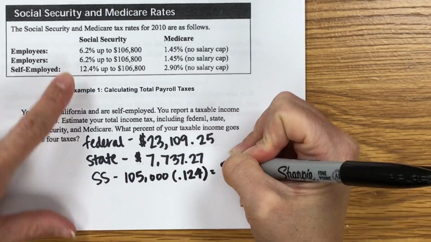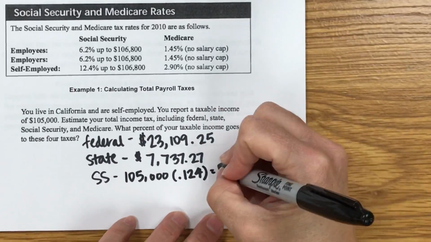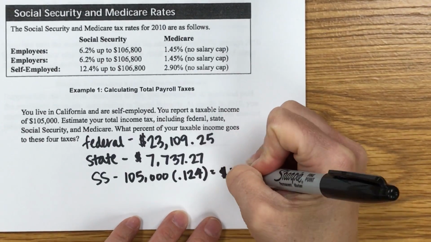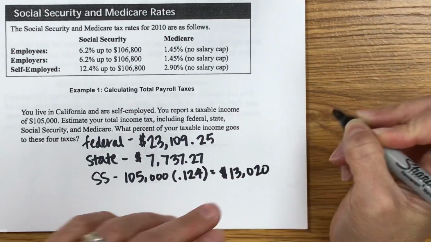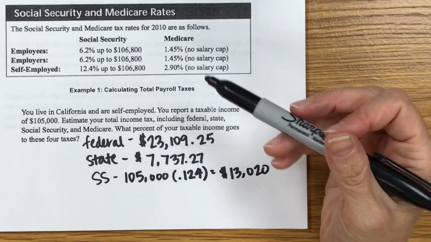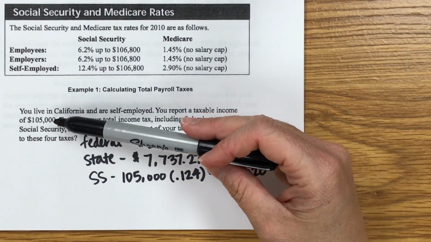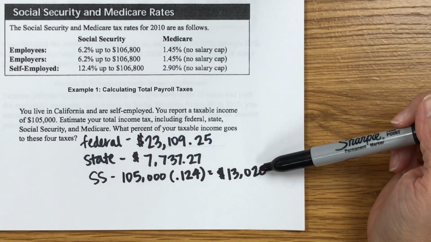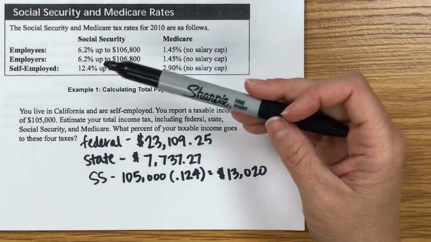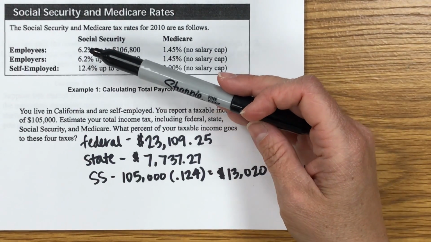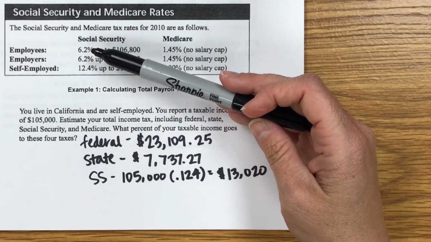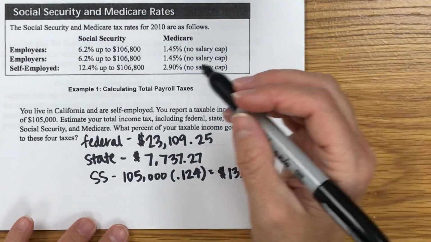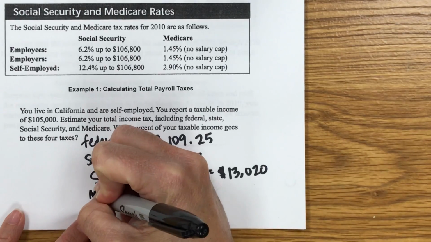0.124. And that's how we'll get our Social Security amount, which if you do this times this, we'll get $13,020. Again, that's for the year. $105,000 is his yearly taxable income, and so for the year you'd end up having to pay $13,020, which is double what it would be if you were an employee and just worked for someone instead of being self-employed. The last one is Medicare.